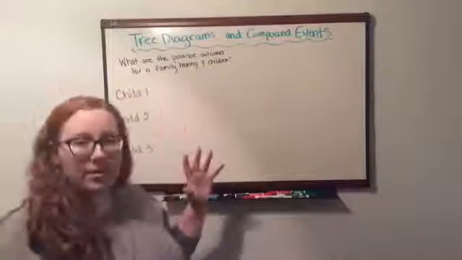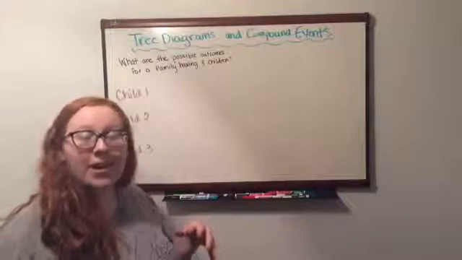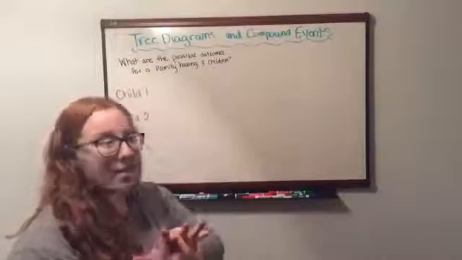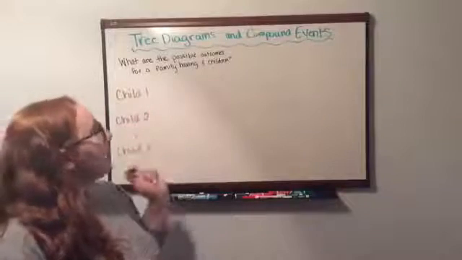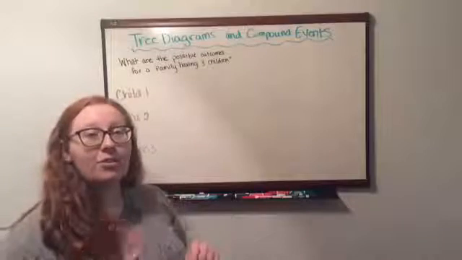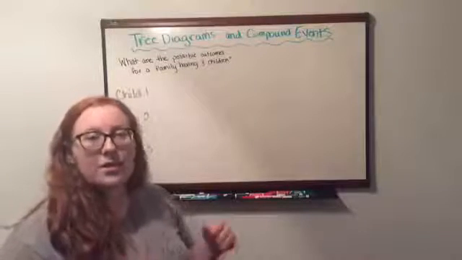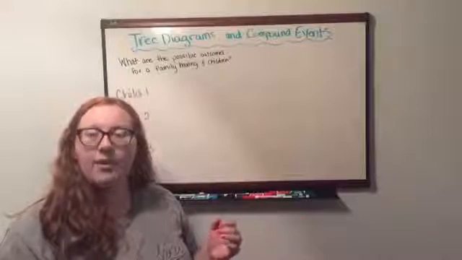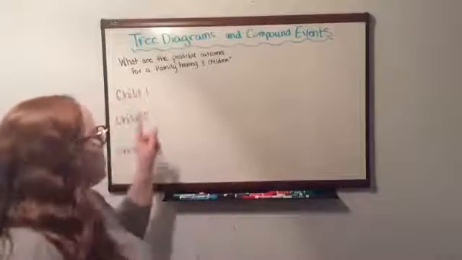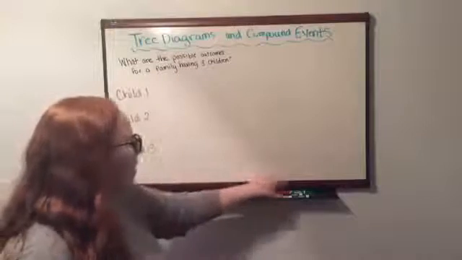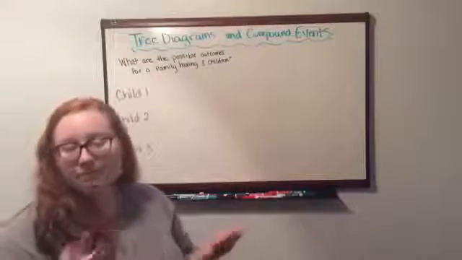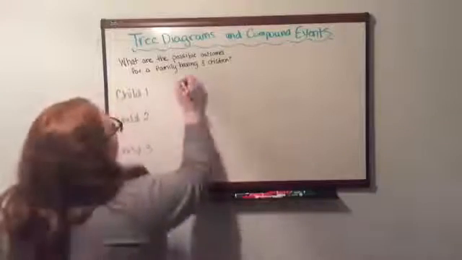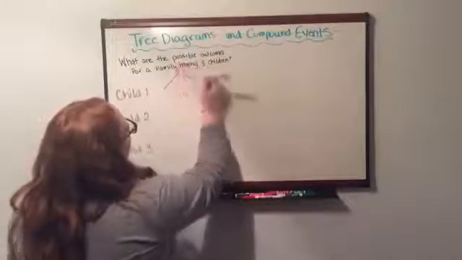So we're going to create a tree diagram with an example problem. Our example today says, what are the possible outcomes for a family having 3 children? So we want to see all the possible different outcomes we can have when there are 3 kids. We're going to start with child 1. Now we know that their first child is either going to be a boy or a girl. So we're going to start there.